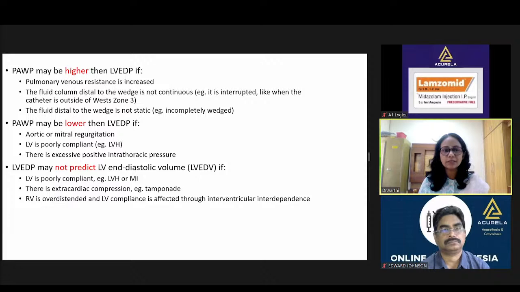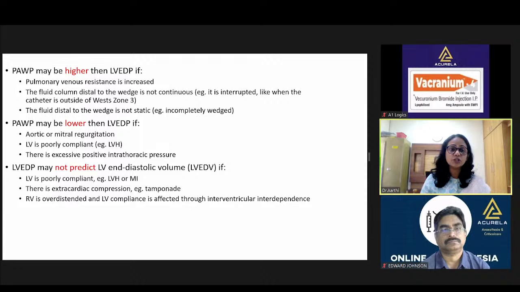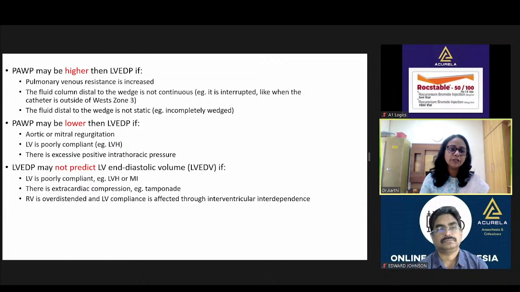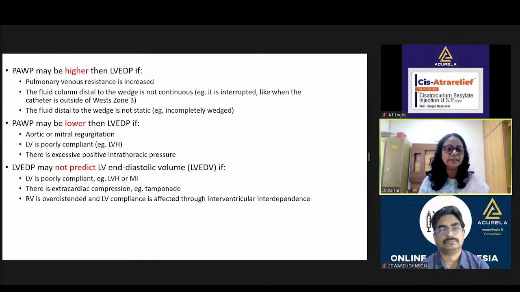But there are certain scenarios where the pulmonary arterial wedge pressure is not a direct reflection of the left ventricular end diastolic pressure. For example, when there is high pulmonary venous resistance, the measured distal pressure is actually higher, so pulmonary capillary wedge pressure will be higher than the left ventricular end diastolic pressure. Also, when the catheter is not wedged in the appropriate position and there is still flow in the catheter distal to the wedging. And there are certain scenarios where the pulmonary arterial wedge pressure is lower than the left ventricular end diastolic pressure. For example, in aortic regurgitation and mitral regurgitation, where the pressures on the left side of the heart are higher compared to the capillary wedge pressure. Also when the left ventricle is non-compliant, and in patients on positive pressure ventilation where there are excessive intrathoracic positive pressures.